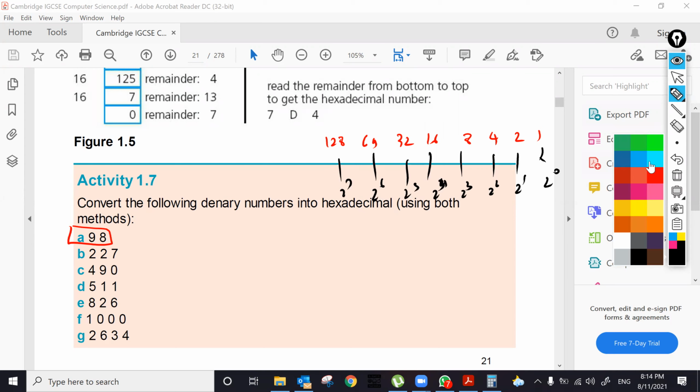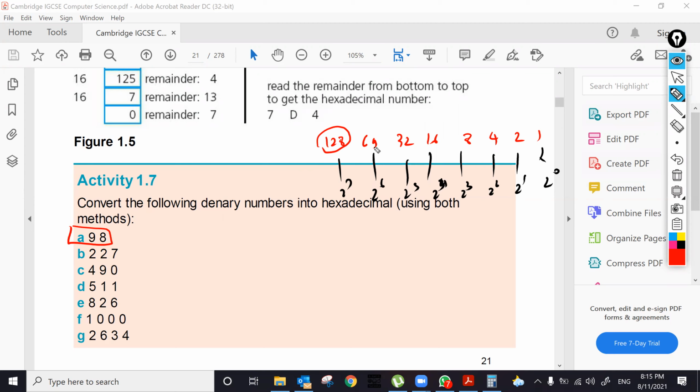you have to check whether, now I have to get this 98. What is the maximum value you have to get? If you get this 128, you can't get it because it's more than 128. You have to first select the point where you have to start, right?